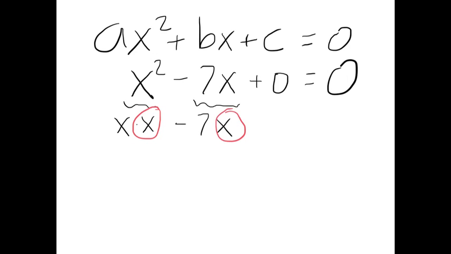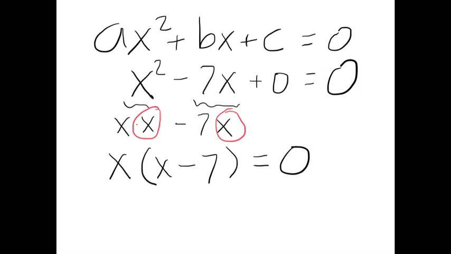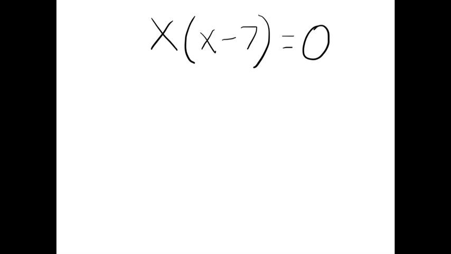So we're going to undistribute that. We're going to take it to the outside. We're going to make a set of parentheses, and we're going to figure out what's left inside the parentheses. x divided by x is x, and negative 7x divided by x is just negative 7. If you were to distribute this back in here, with multiplication, you'd be back where we started. But what we want is this. It's called the factored form.